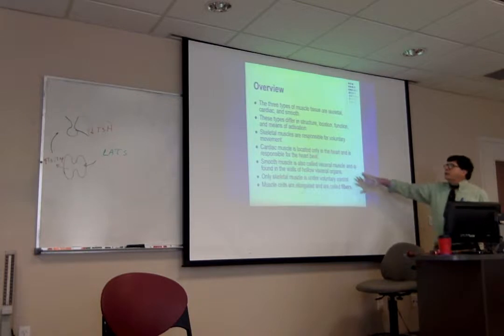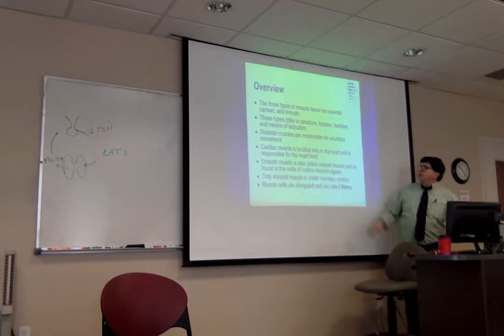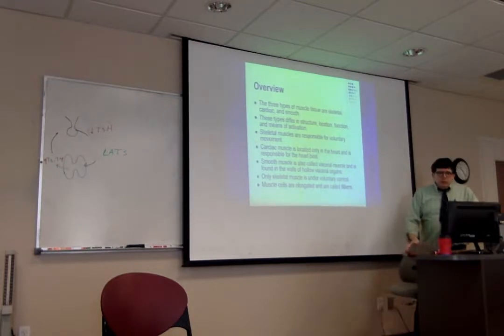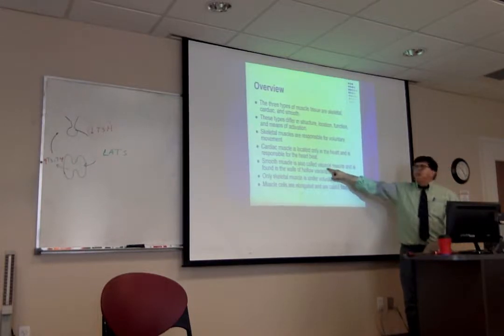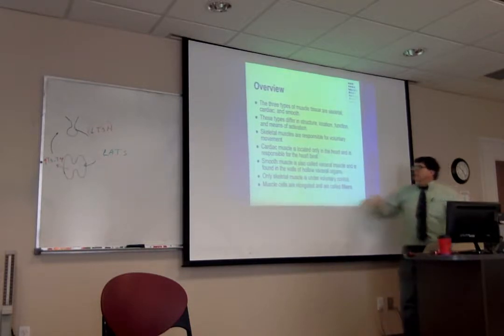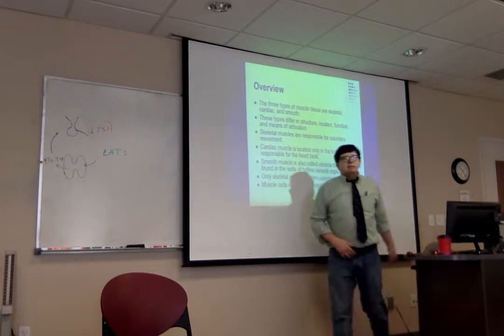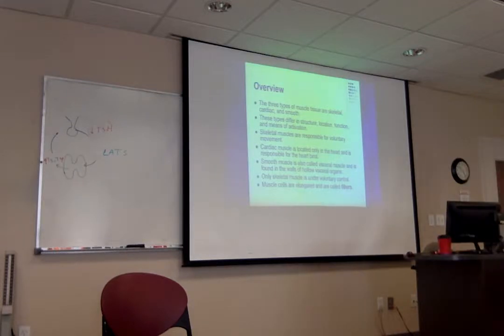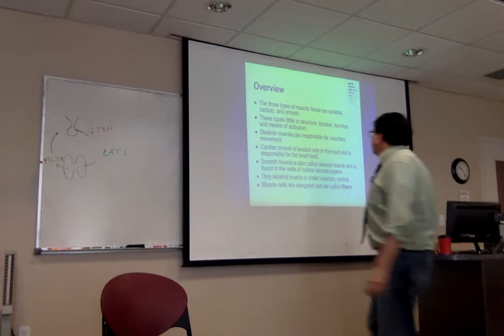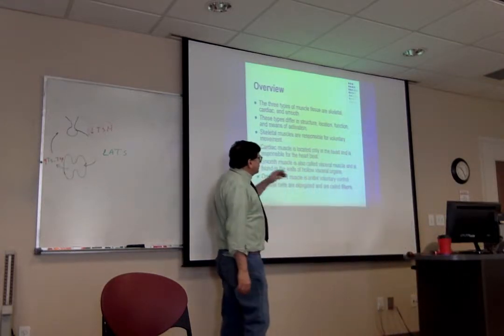Cardiac muscle is only found in the heart, and of course it's responsible for the heartbeat. Smooth muscle is also called visceral muscle. Why? Because it lines the walls of organs. That's what a viscera is, an organ. So it's found in the walls of hollow, visceral organs, like the stomach, small intestine, the bladder, the uterus. That type of hollow organ is typically lined with smooth muscle. Of all these types of muscle, only skeletal is under voluntary control.